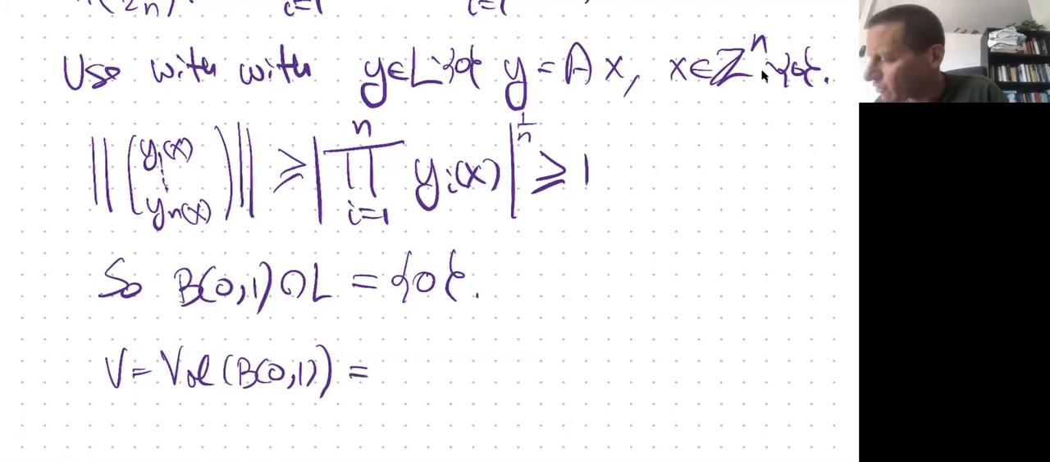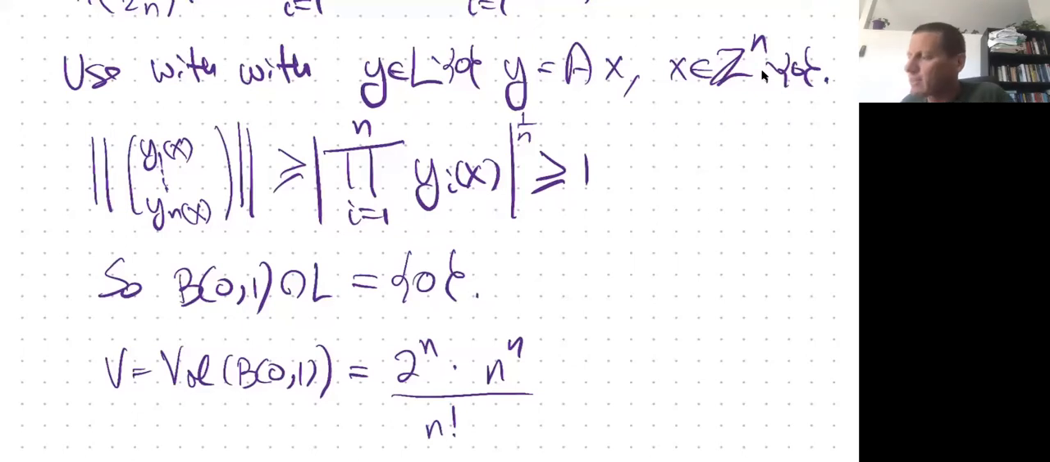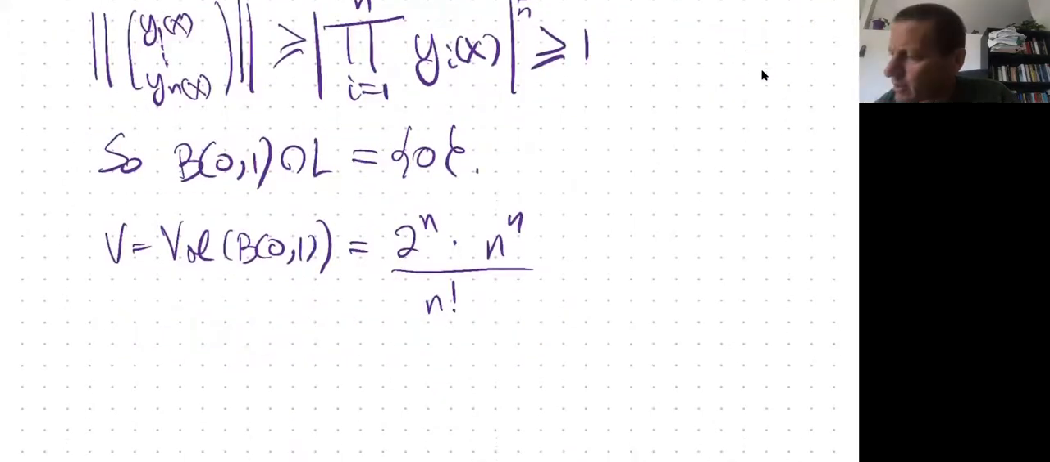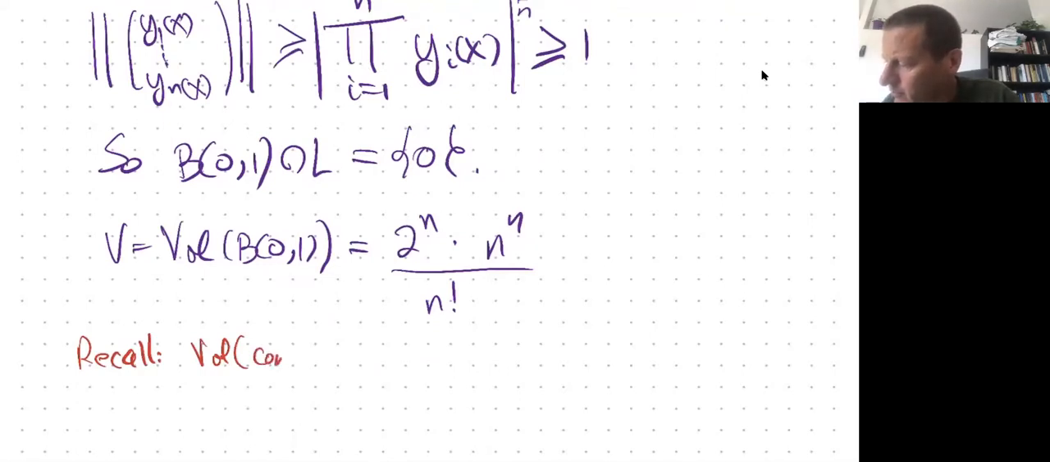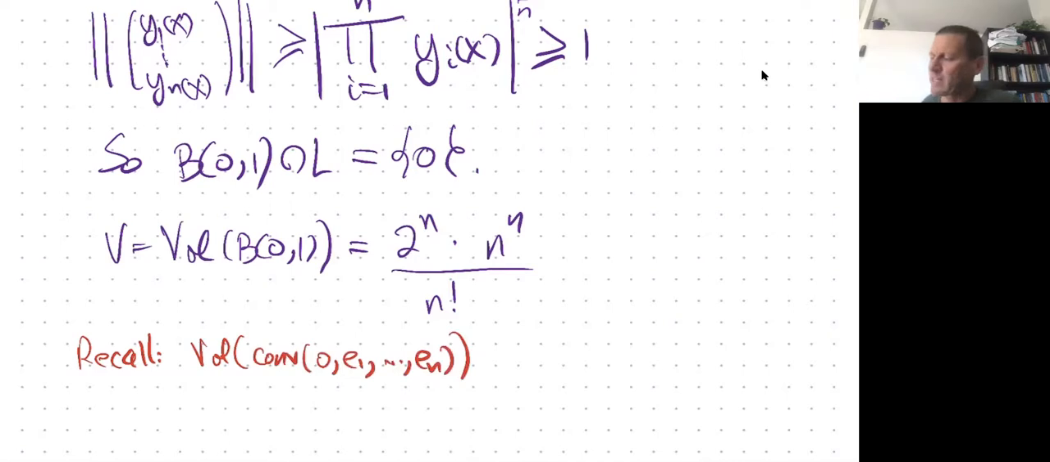So the volume is 2 to the n times n to the n divided by n factorial. And how do I get this? So let me do that in red. So recall, if I take a pyramid, the pyramid, which is the convex hull of the first n standard basis vectors and the origin, so some tetrahedron like this.